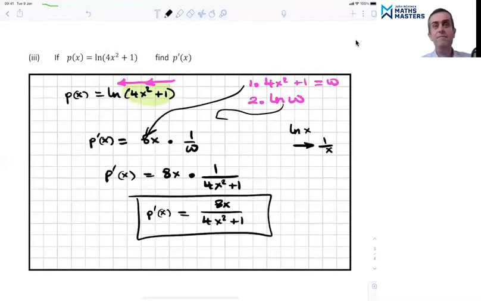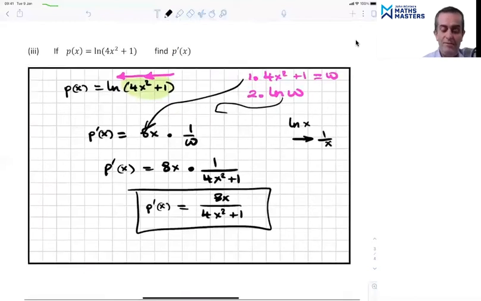And we are done. Okay, now we would look briefly to see if we can cancel anything. I can see that 8 and 4 are divisible by 4, but 1 is not. So I can't cancel down. There's nothing I can do here to make this more straightforward.